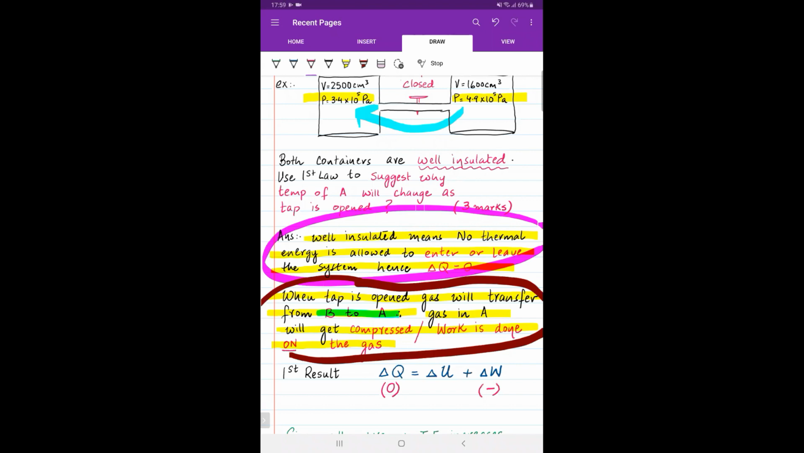And I'm sure you'd appreciate why negative, because in the formula delta W represents work is done by the gas, whereas in the question the gas is undergoing compression, so hence negative. So let me repeat myself: in the formula delta W represents work done by the gas, whereas in the question gas in A has undergone compression, so that is why delta W should be treated as negative. तो ये दो चीजें हो गई.